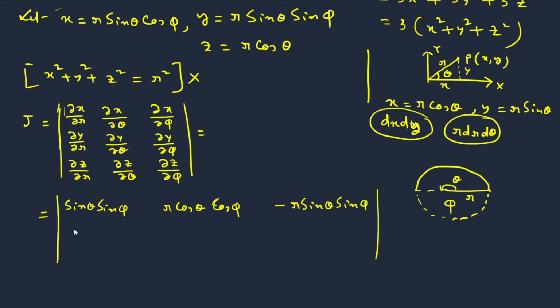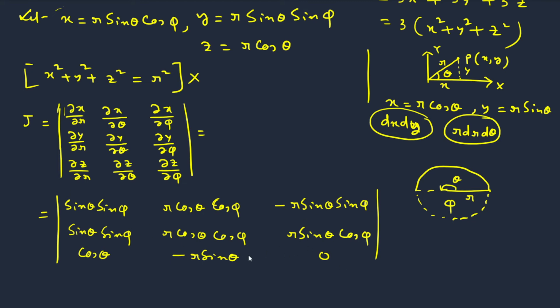Del y by del r. So it will be sine theta, sine phi. Then r cos theta, cos phi. This will be your r sine theta, sine phi. So differentiation of sine phi is what? Cos phi. And then last one, del z by del r is cos theta. This is your minus r sine theta. Since there is no phi in z, it will be 0.